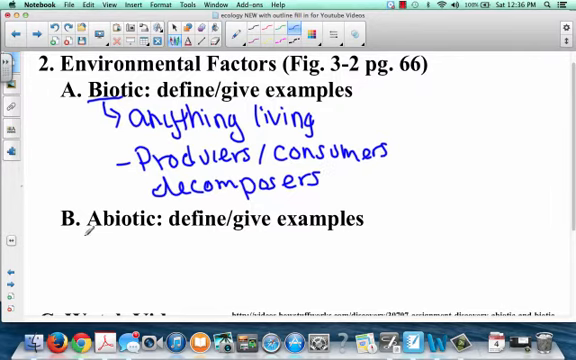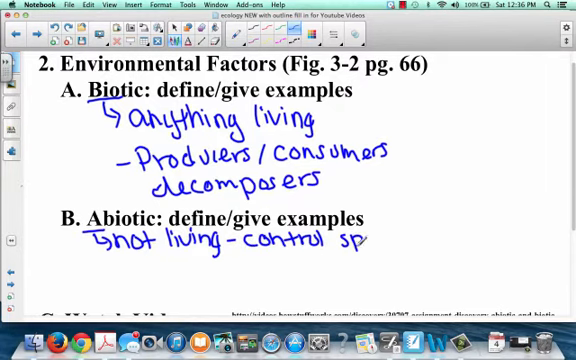Abiotic, if you could guess, the prefix a means not. So this is not living. Okay, but it's not just anything not living. It's anything that's not living that controls whether a species can live there. So remember, these are factors that control a species' survival.